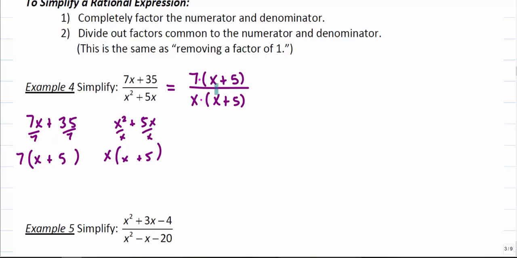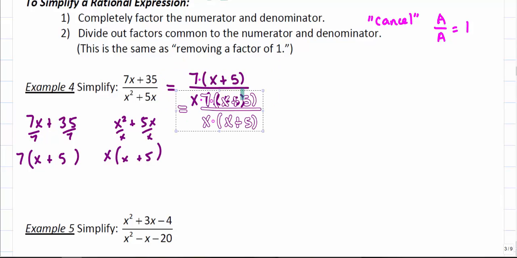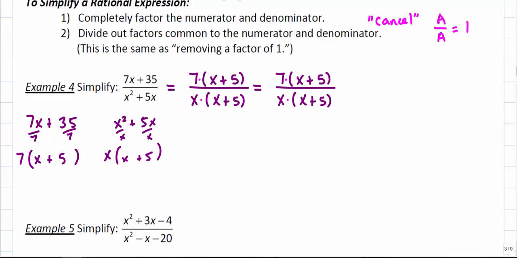And so now, because I have the same factor, x plus 5, in the top and the bottom, I can cancel them out. When we say divide out or cancel, we mean anything divided by itself is 1, right? And so that's what I'm going to do here. I'm just going to recopy what I wrote so that we can see what I'm doing. This is really a 1. And so all I'm left with here is 7 over x. Can't do anything with that. I'm just done.